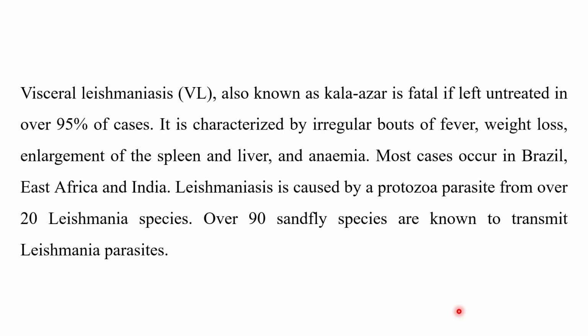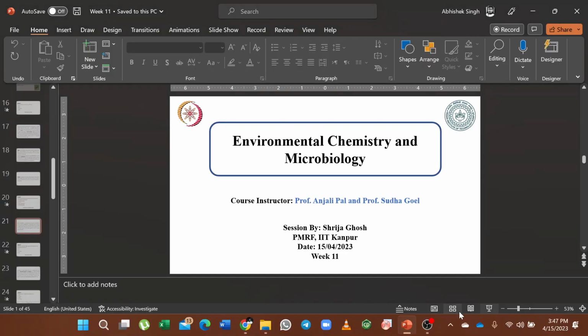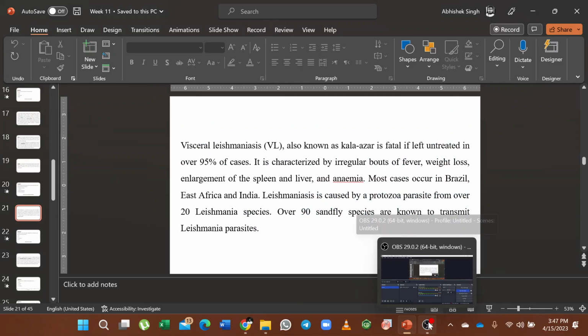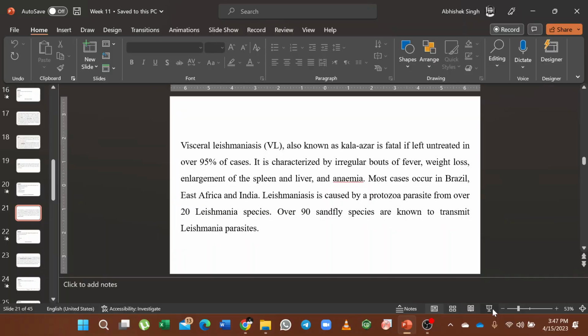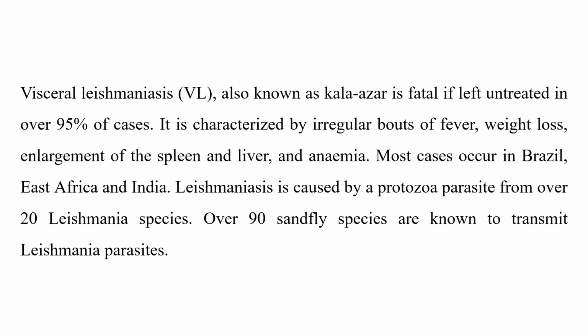So this is clear. Leishmania protozoan causes the disease called Kala Azar or Leishmaniasis.